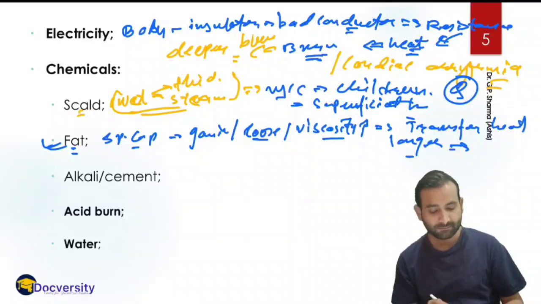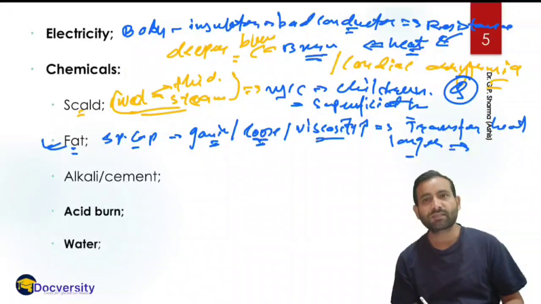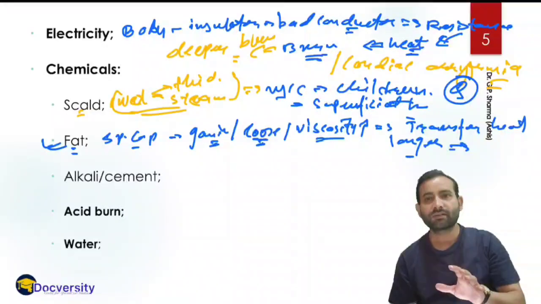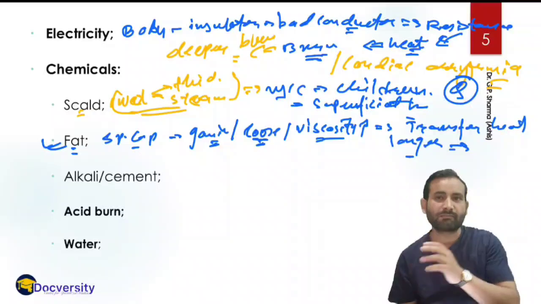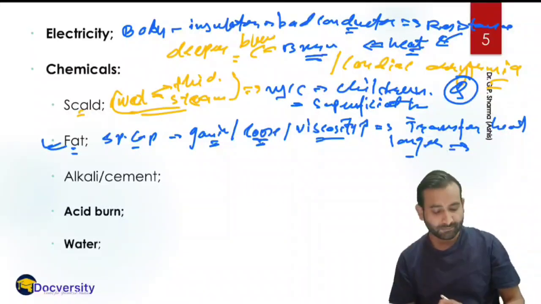Hope you understand, right? What are the reasons I said? Easy to gain the heat, easy to lose the heat. So when it comes into contact with your skin or body, it can lose the heat faster, so that causes more burn. Similarly, the viscosity, it is more viscous than water, so it can remain intact on the skin for a longer time. If it remains intact on the skin for a longer time, what happens? It can transfer the heat for a longer time, produces the deeper burn. So hope you understand, right?